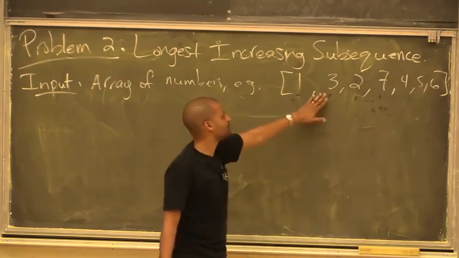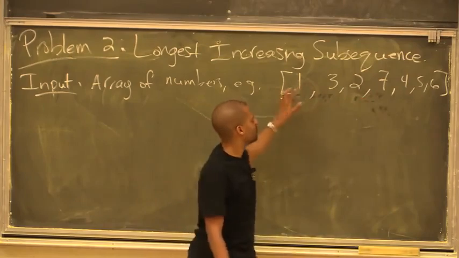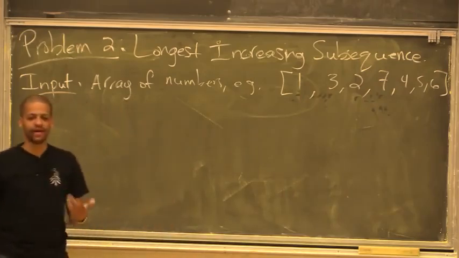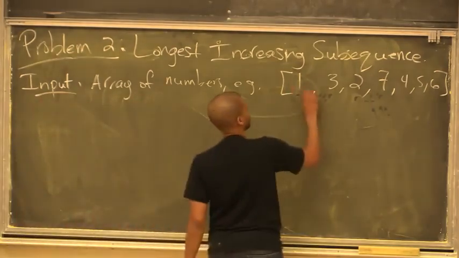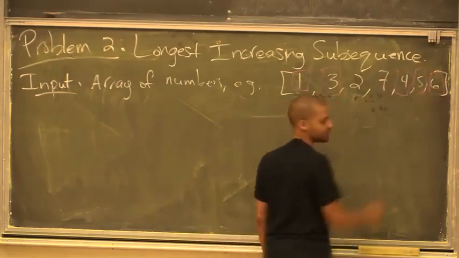It would be better to actually not use the 7 and do 1, 3, 4, 5, 6, right? Or 1, 2, 4, 5, 6. Then I would have an increasing subsequence of length 5, right? So the optimal solution here would look something like this. Does that make sense?